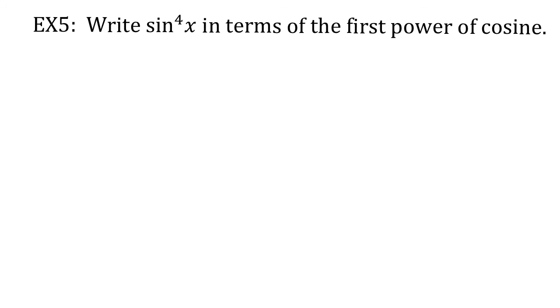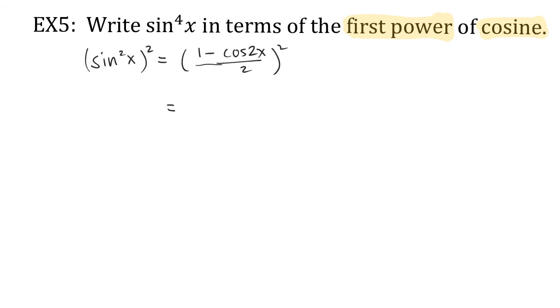Let's go ahead and use this. So I have sine to the 4th of x, and my mission is to write it just in terms of cosine and only have the highest power be 1. Okay, so here we go. Sine to the 4th x, that's the same thing as taking sine squared of x and squaring it. Then I'm going to replace sine squared of x, lower that power down. That's the same thing as 1 minus cosine of 2x all over 2. And then we still were squaring that whole quantity.